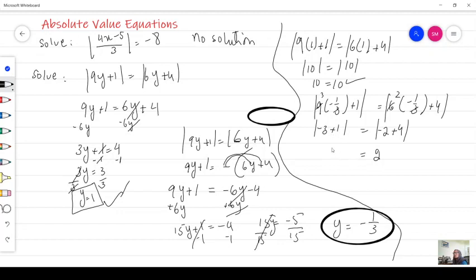But when you take it out from the absolute value like this, it's going to give me positive. So that's a true statement again. So negative 1/3 is also an answer for my solution. Okay, so let's try one more question.